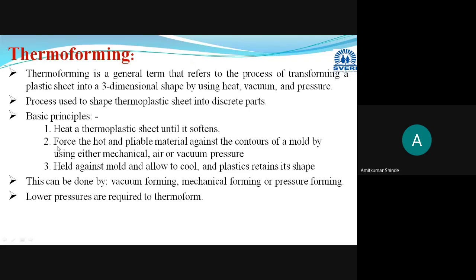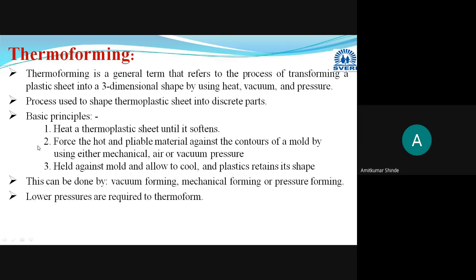we are going to apply the force. The softened material is heated, hot and pliable. Hot and pliable means you can perform bending or shaping operations on that material. So in the first stage we heat the thermoplastic sheet until it softens. Now that the sheet is hot and pliable, we can apply the force. This force can be applied by using different mechanisms: you can go for a mechanical mechanism, or air pressure or vacuum pressure.